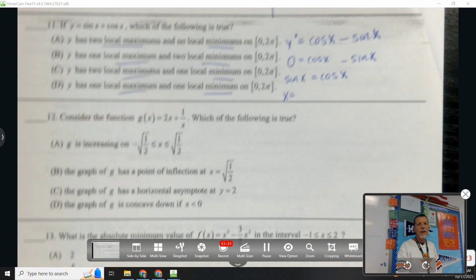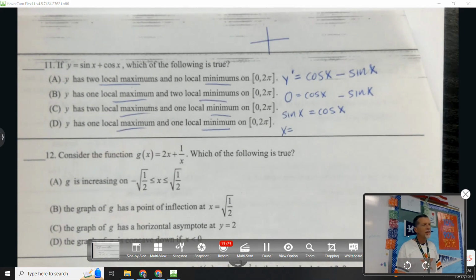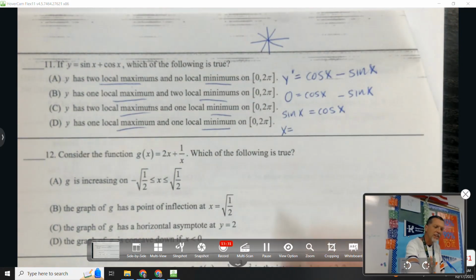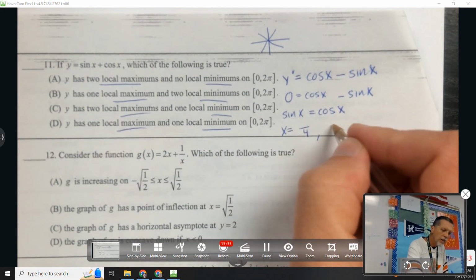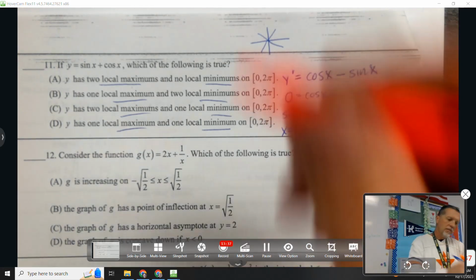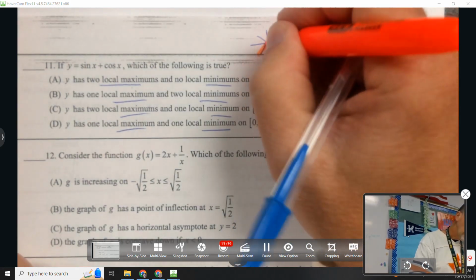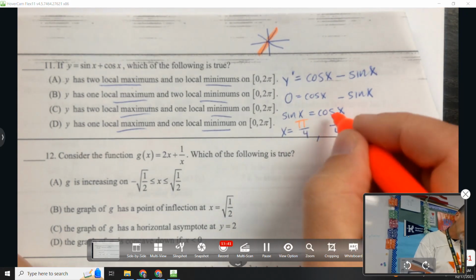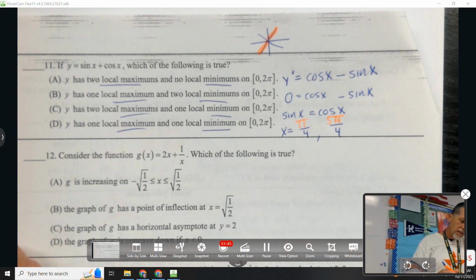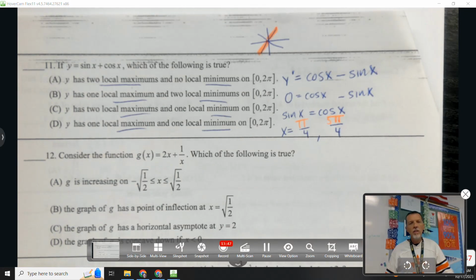What angles? It's got to be the over 4s. That's all the root 2 over 2s. And then more specifically, where are they both positive or both negative? First and third. So pi over 4 and 5 pi over 4. So that's my only 2 possible answers.